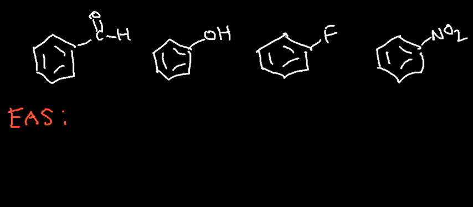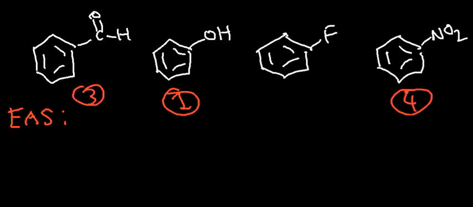So the activating groups, the ortho para directors, make the ring more nucleophilic. So phenol will be an example. That would be number 1. Number 4 is the nitro group. It's a powerful, strongly deactivating meta director. Number 3 is the aldehyde. It's a moderately deactivating meta director. Number 2 is the fluorine group because it's weakly deactivating, and it's an ortho para director. But this is number 1, the most reactive.